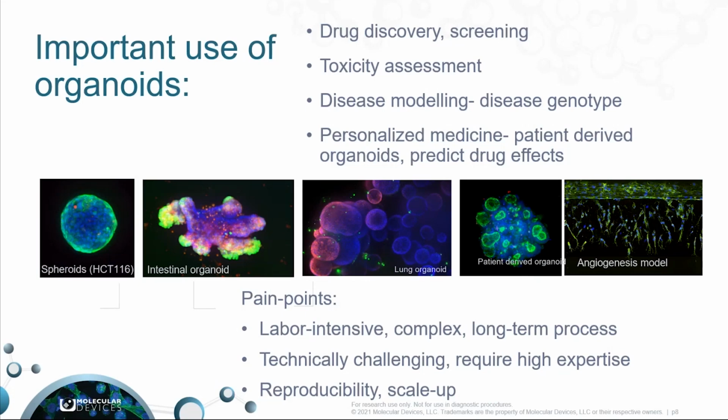So what are important uses of organoids? Obviously, drug discovery and screening, and toxicity assessment, and disease modeling, where disease genotypes could be mimicked either by using patient-derived tissues or by introducing CRISPR-generated mutations. They could be used for personalized medicine using patient-derived organoids, which would allow prediction of drug effects.